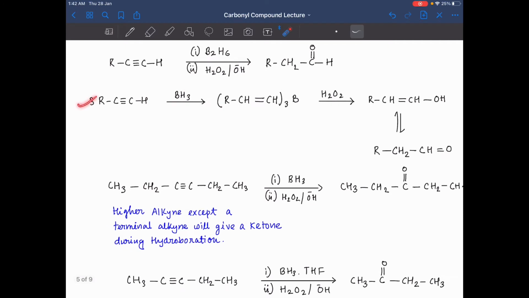We just need to react three molecules of the reactant with BH3, which will produce this compound. After that we have to react this compound with H2O2. So oxidation happens, which will produce this enol form, and that will tautomerize to the keto form.